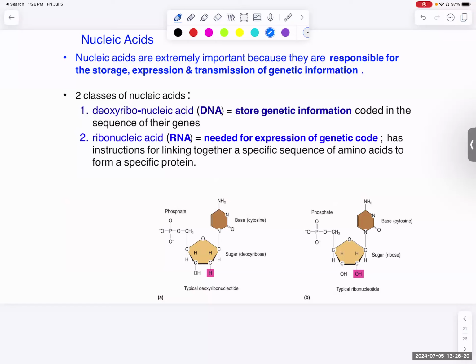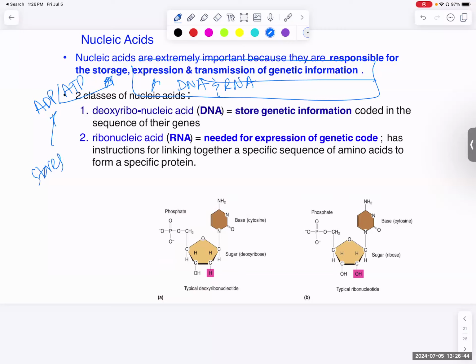The last one is nucleic acid, and nucleic acids store DNA, RNA for expression and transmission of genetic information. So this would be DNA and RNA here, this expression. But storage, we're talking about ADP, ATP. This stores potential energy. And not just any kind of energy, cellular energy for later use by the cell.